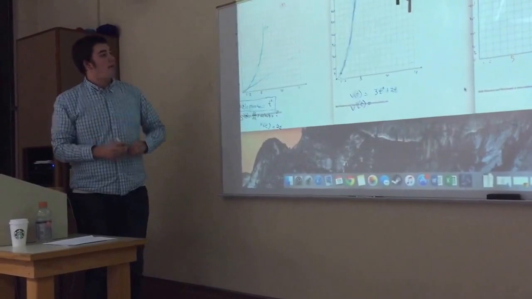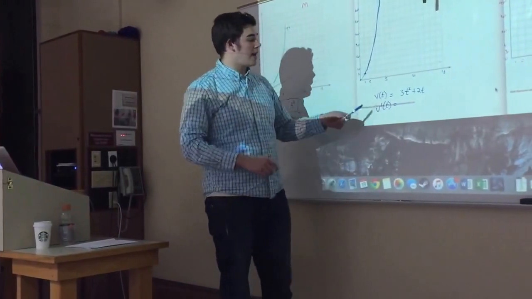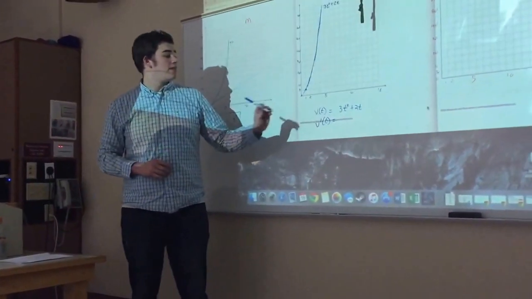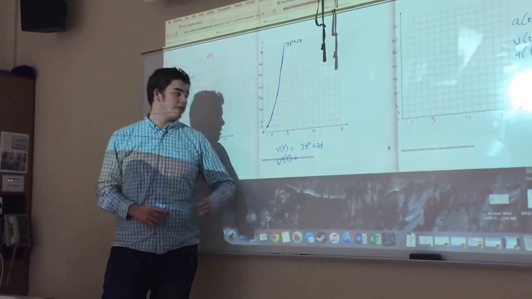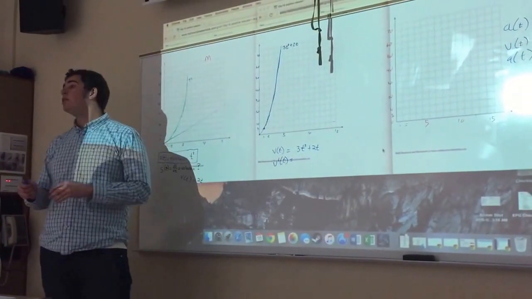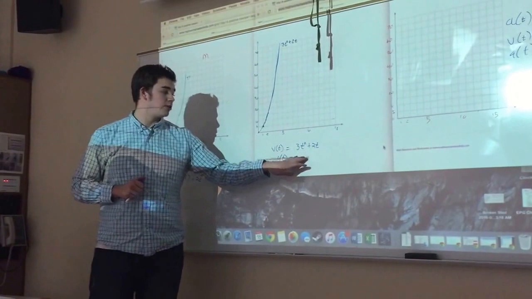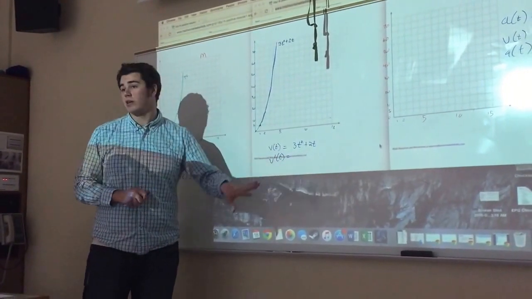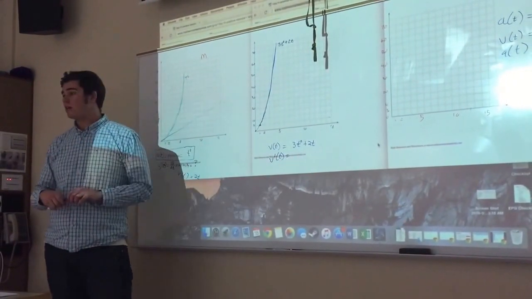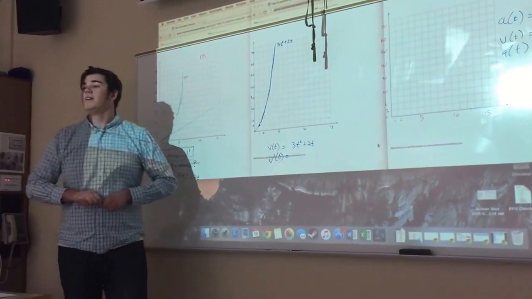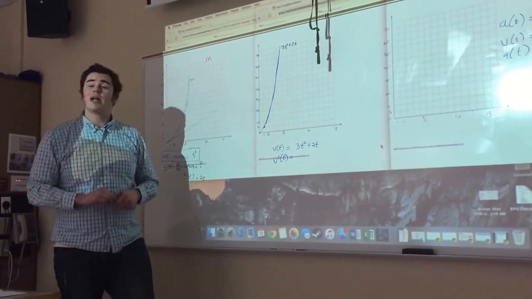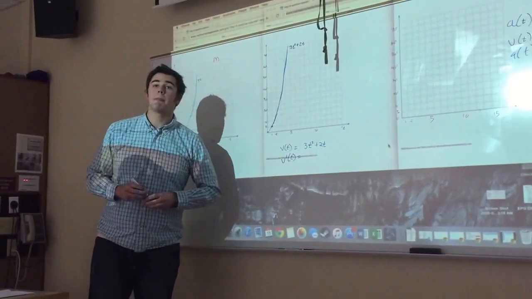All right, so moving on a little bit, right here we have a velocity graph. Our velocity is explained by 3t squared plus 2t. So can someone come up and show me how to derive that to get the acceleration, or v prime of t? Someone? Sam, yeah? Sure. Great. You can go ahead and explain what you're doing while you're doing it.